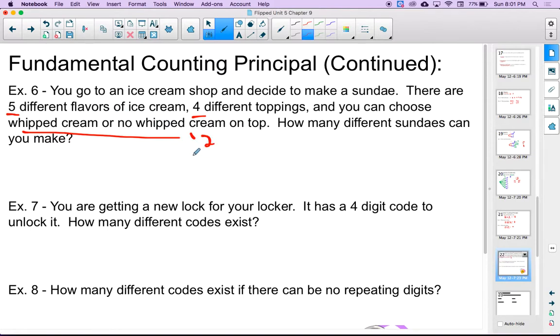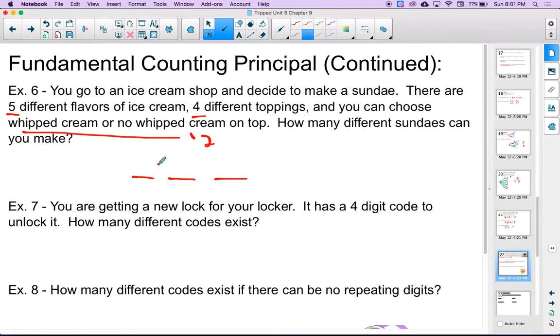Whipped cream or no whipped cream. So how many different sundaes can you make? This looks like a different type of problem, but it still deals with probability. We could ask a lot of probability questions about this. You have 3 choices. This is how our fundamental counting principle works.